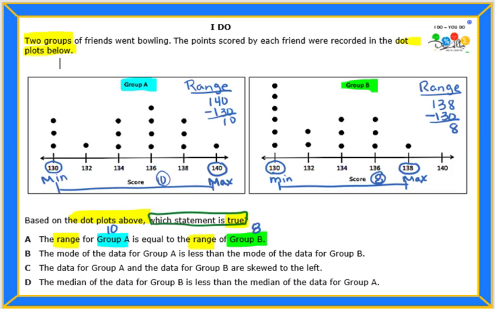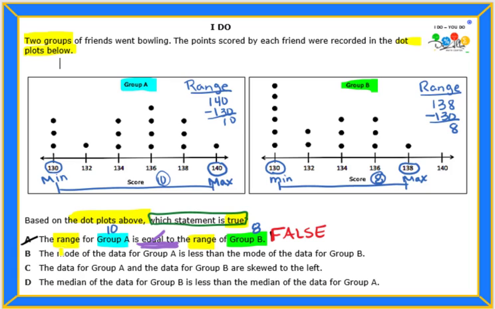So now let's look at our comparison. It says the range for group A is equal to. So did we get the same range for both dot plots? No, we did not. So we know that this is not true. So it's actually false, not true. I like to write false. Okay, and now we're going to look at our second statement.